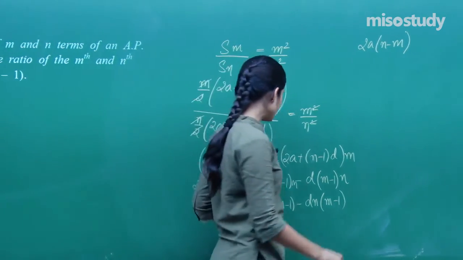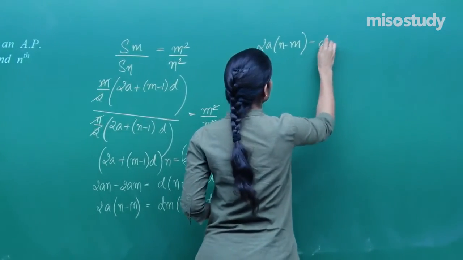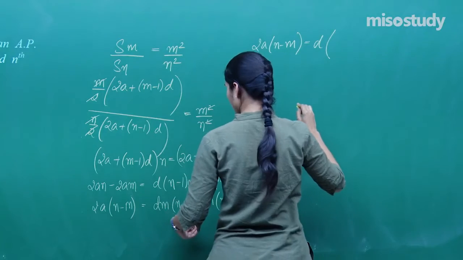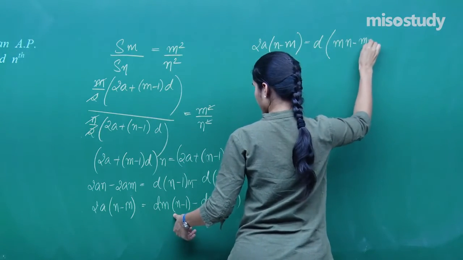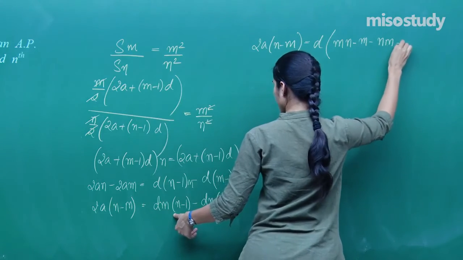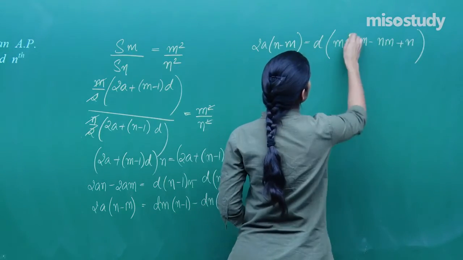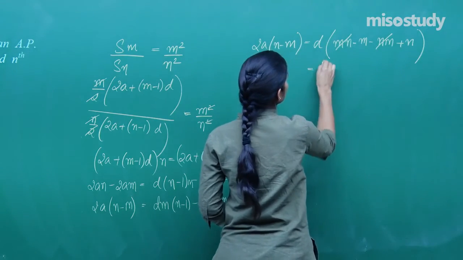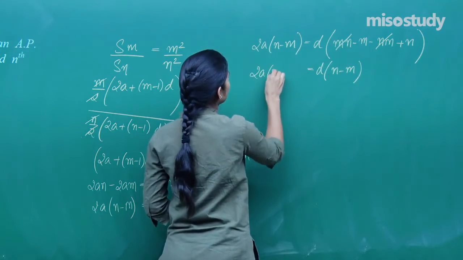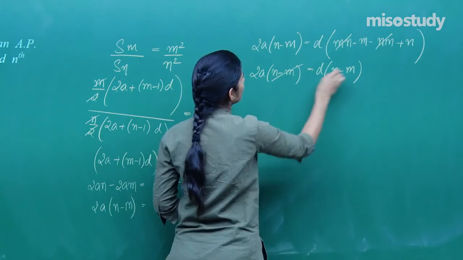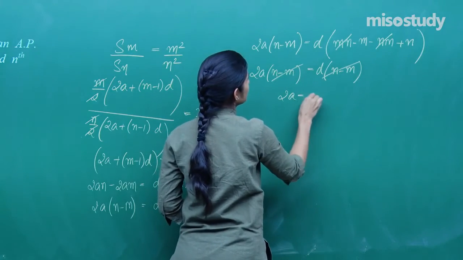Fine. And on the right hand side you have d. If you take out common, you have mn minus m minus nm plus n. So plus mn minus mn cancels out. This is d n minus m. This is 2a n minus m. You get 2a equals d.